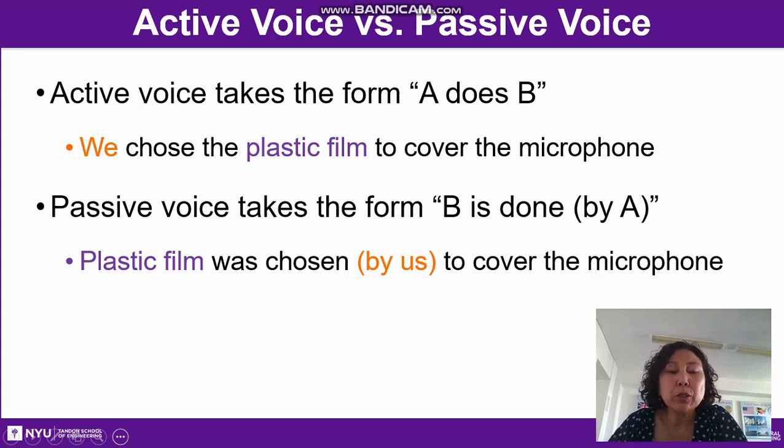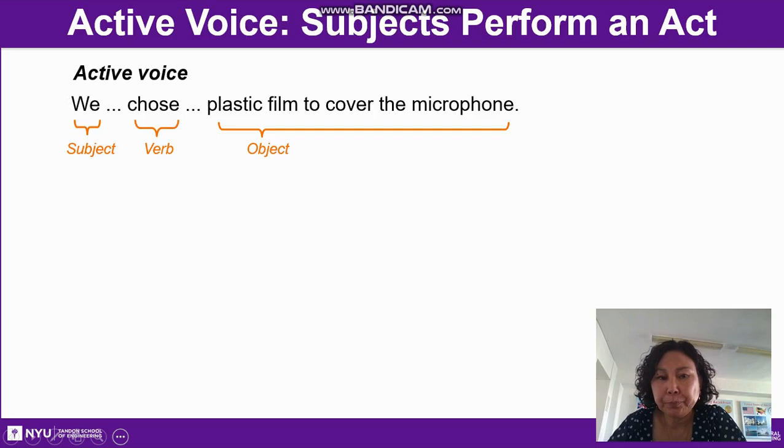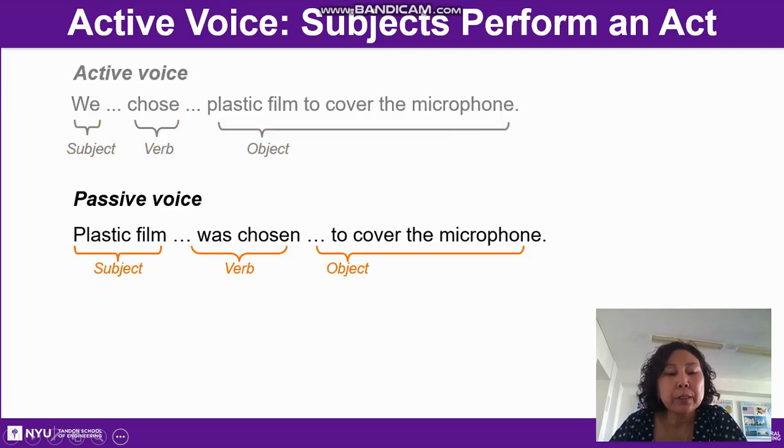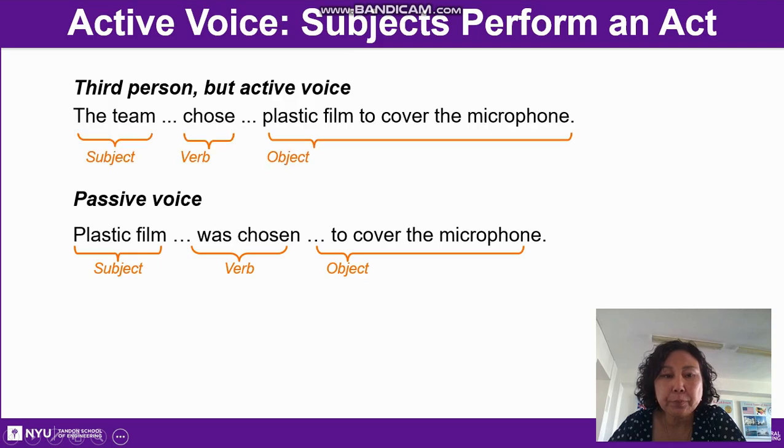Plastic film was chosen by us to cover the microphone. Active voice, for example: we chose plastic film to cover the microphone. It is active voice. Passive voice: plastic film was chosen to cover the microphone. Third person but active voice: the team chose plastic film to cover the microphone.